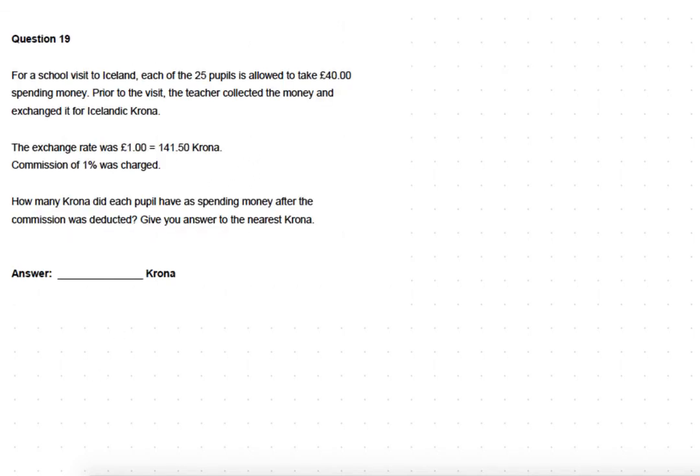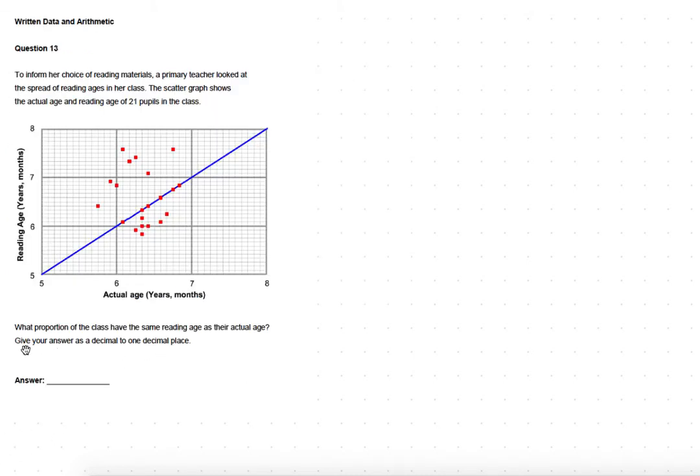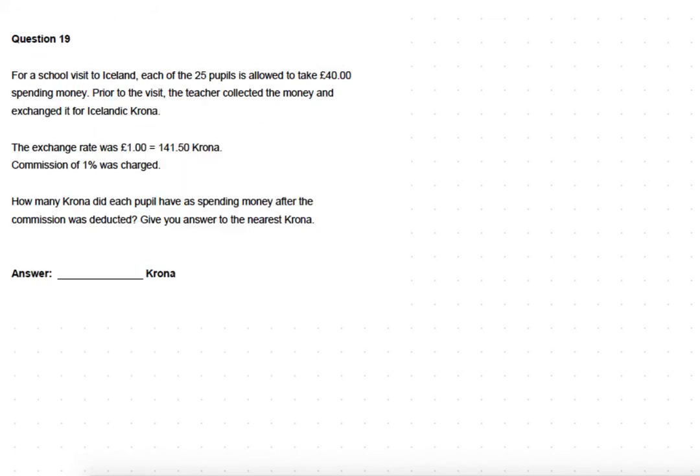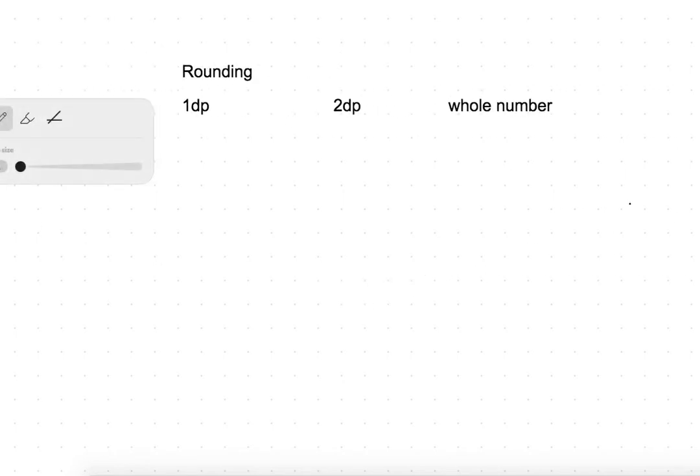And if I just give you a quick preview of some of the questions we're going to look at, we've got a question here that says give your answer to the nearest krona. We've got a question here that says give your answer as a decimal to one decimal place, and I've got a couple more. But before I do that, I just want to set this up by putting some numbers on the screen and rounding them, and giving you some real simple ideas of how to see whether your answer looks right or not.